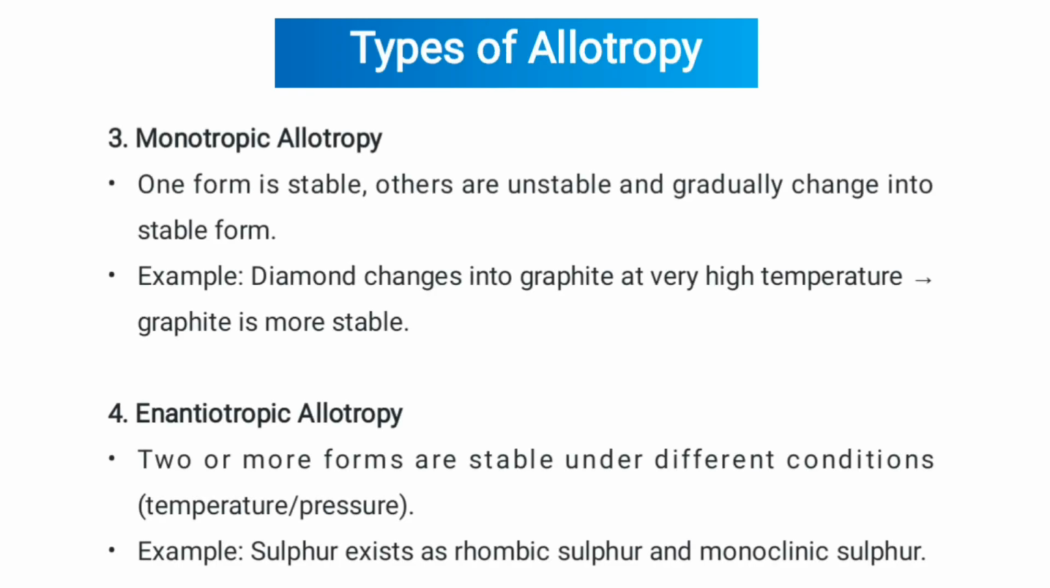And the third one is monotropic allotropy. One form is stable, the other is unstable and gradually changes into the stable form. Example, diamond changes into graphite at very high temperature. Graphite is more stable. And the fourth one is enantiotropic allotropy. Two or more forms are stable under different conditions, meaning temperature or pressure. Example, sulfur exists as rhombic sulfur and monoclinic sulfur.